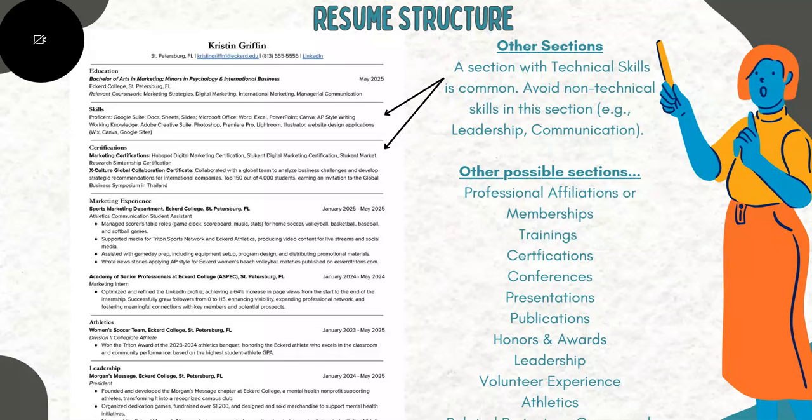You could also include sections like conferences, presentations, publications. Again, these just highlight other forms of engagement and experience you have within an industry and contribution to professional discussions or knowledge dissemination. Other valuable sections might include honors and awards, leadership, volunteer experience, athletics, related projects or coursework. Again, each of these just provides another opportunity for you to highlight your experiences. Remember, these sections should be selected and arranged in a way that best supports your application and the story you want to tell potential employers.